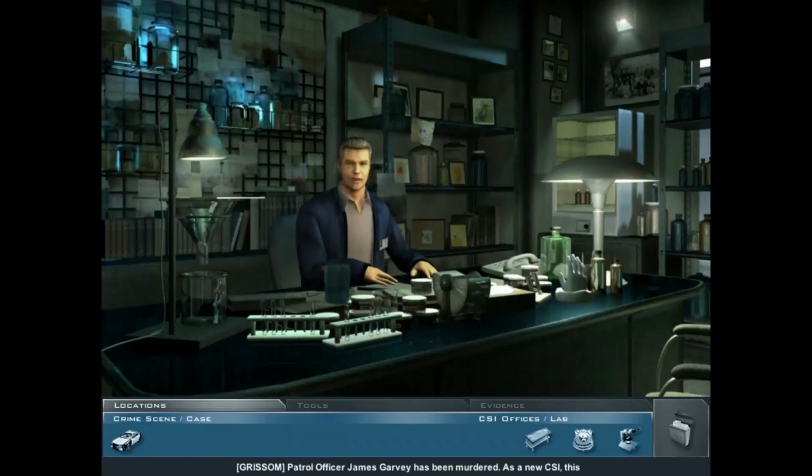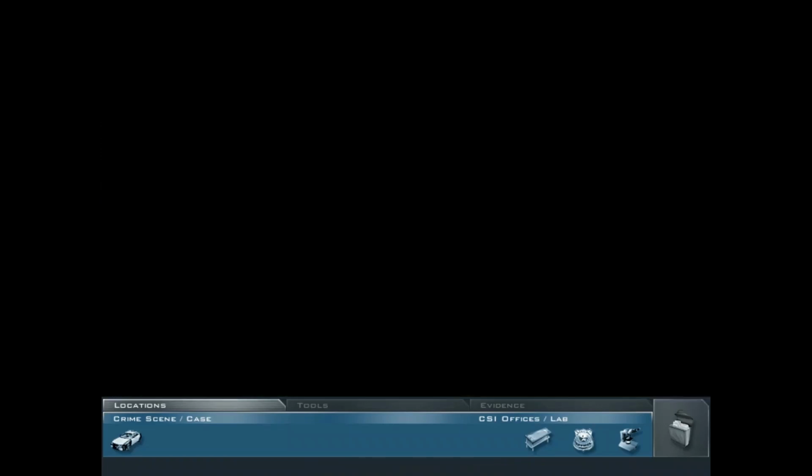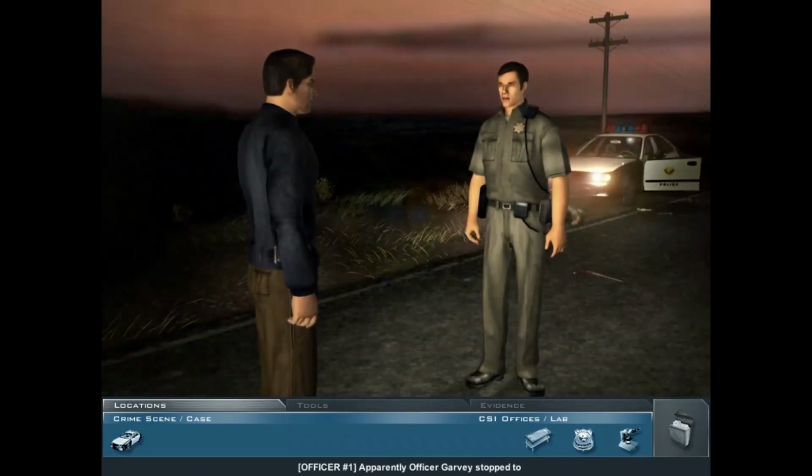Patrol Officer James Garvey has been murdered. As a new CSI, this is your first cop killing. Unfortunately, it's probably not your last. Work fast and careful. Tropicana Avenue, go. Apparently, Officer Garvey stopped to help a stranded motorist. Or someone pretending to be. To serve and protect. And sometimes, this is the reward. We'll never have more important work to do than this.